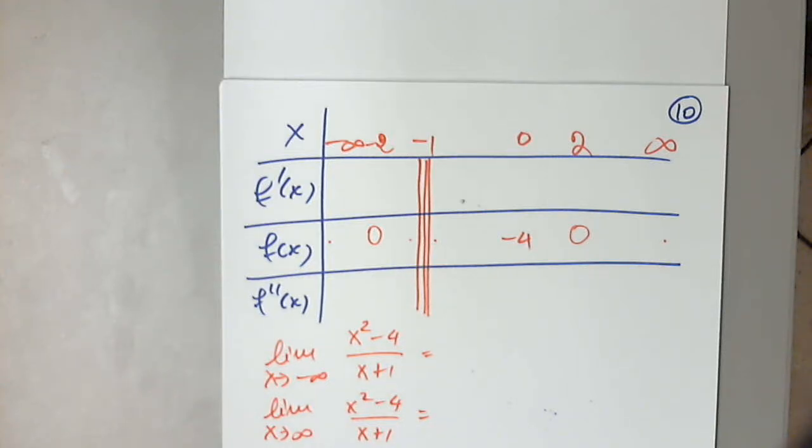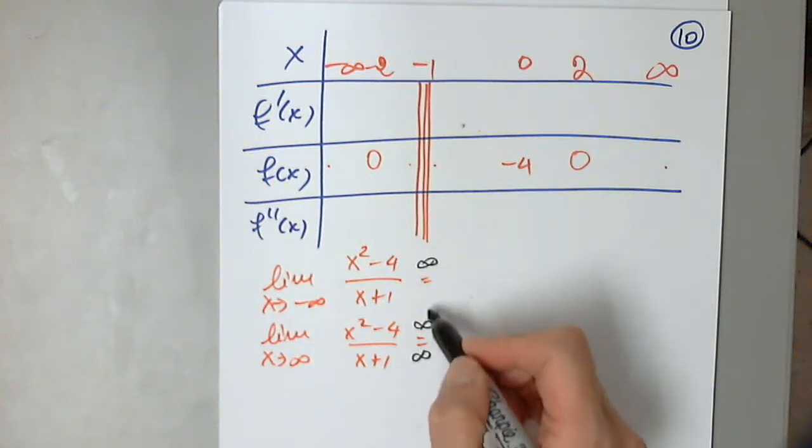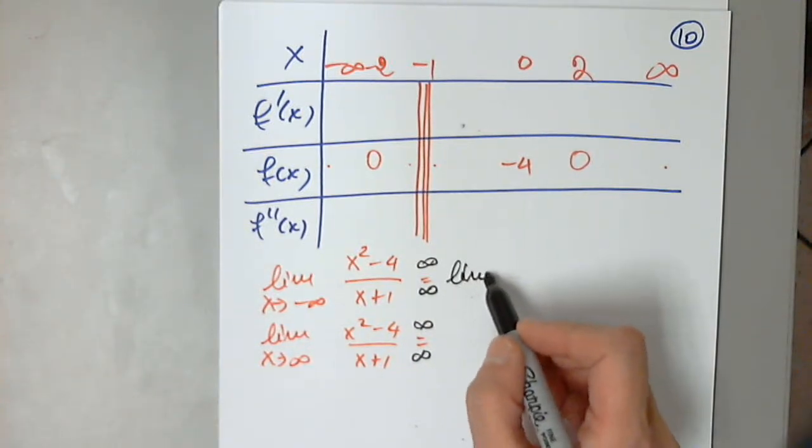When we plug infinity in, what do we get? I always hope for infinity over infinity, or what is the other one? 0 over 0. Very good. So it is infinity over infinity in both cases. So then I can apply L'Hopital's rule.